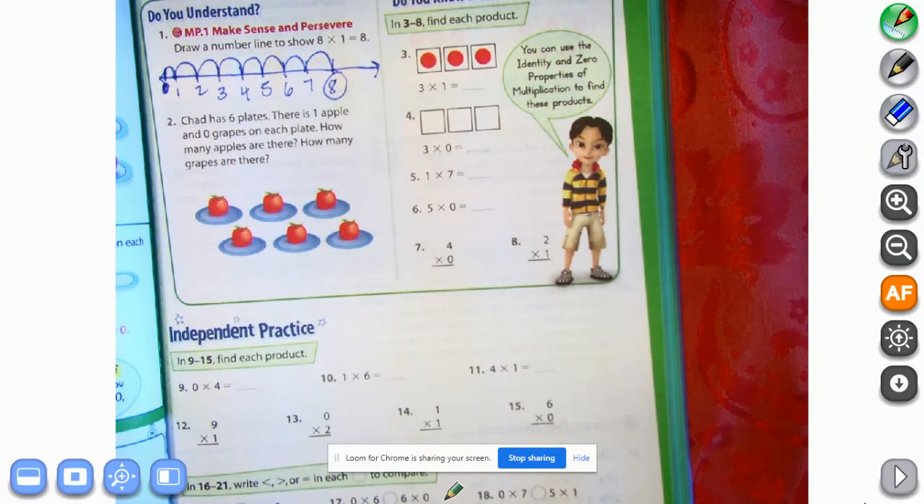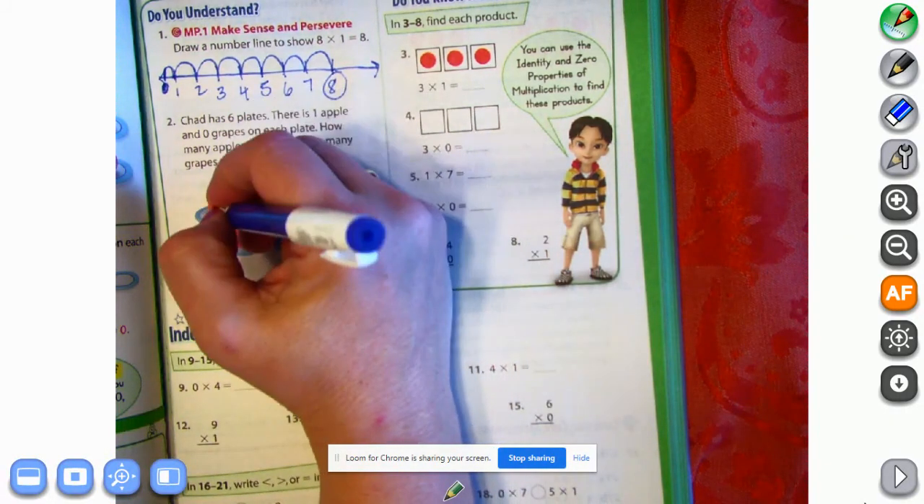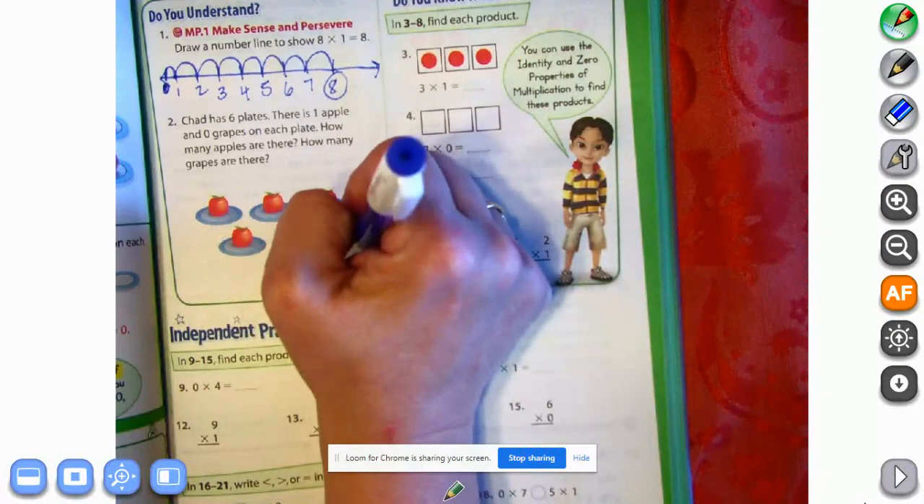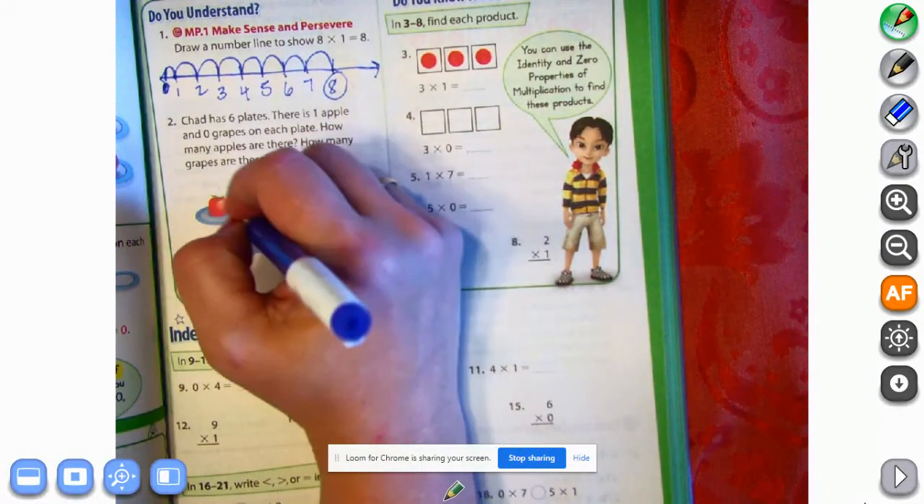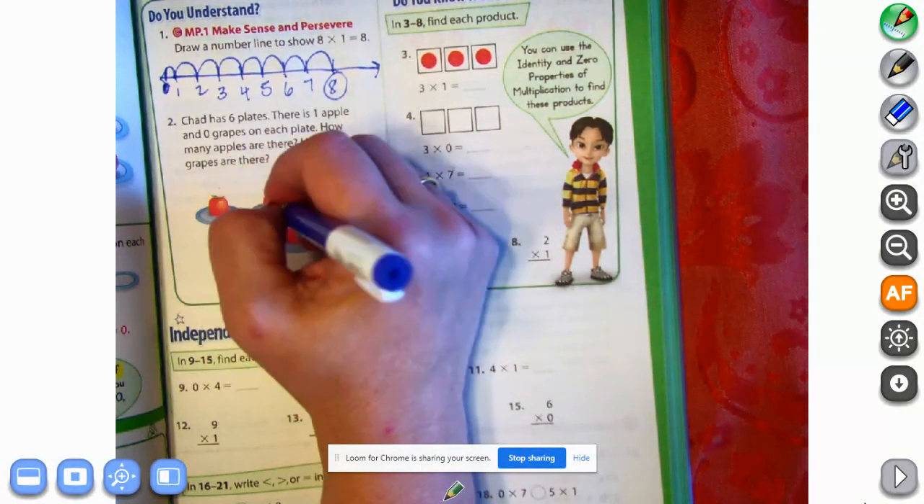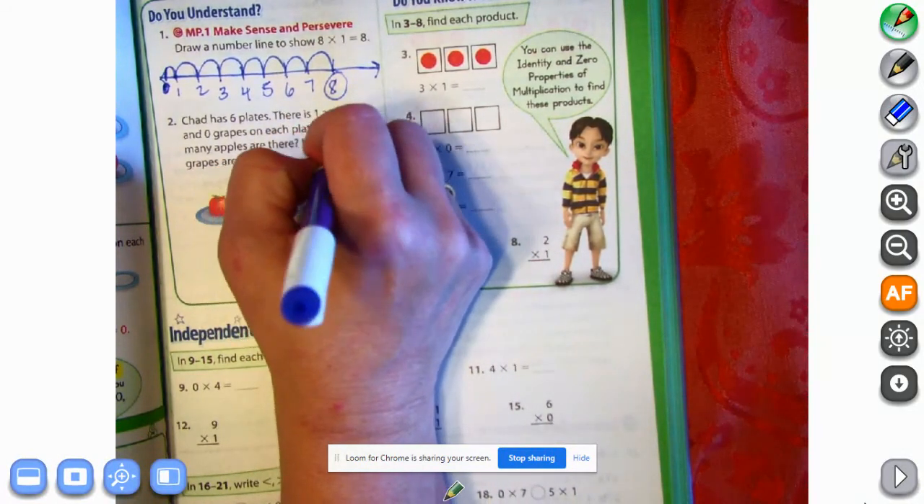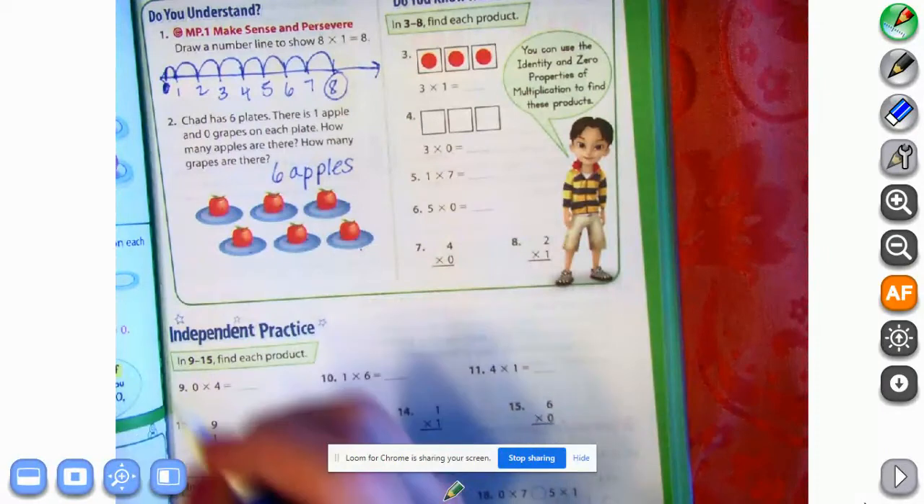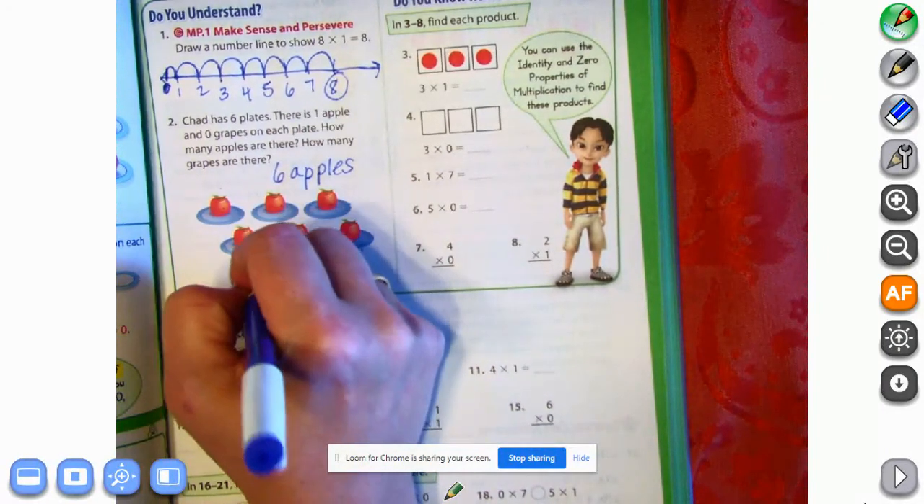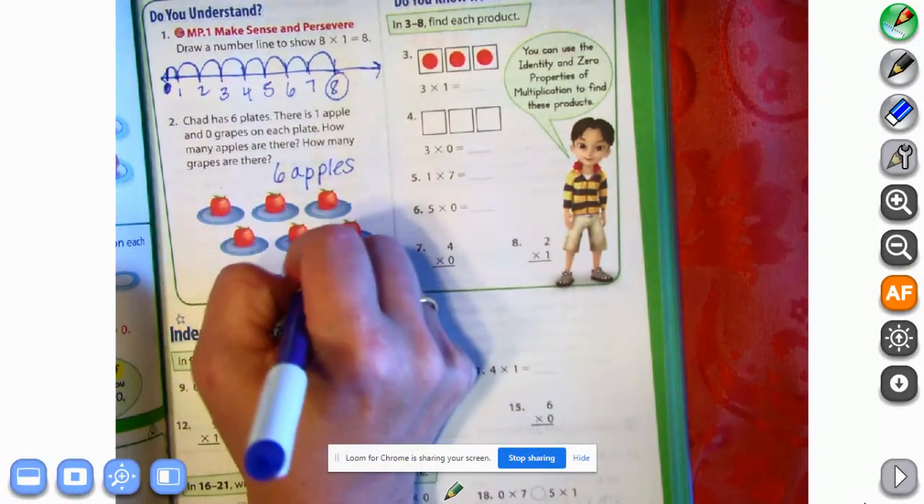Okay, number 2. Chad has 6 plates. There is 1 apple and 0 grapes on each plate. How many grapes are there? How many apples are there? Okay, so we have 6 plates, 1, 2, 3, 4, 5, 6. There's 1 apple on each plate, so how many apples are there? 1, 2, 3, 4, 5, 6. 6 apples. And how many grapes are there? 0 grapes.